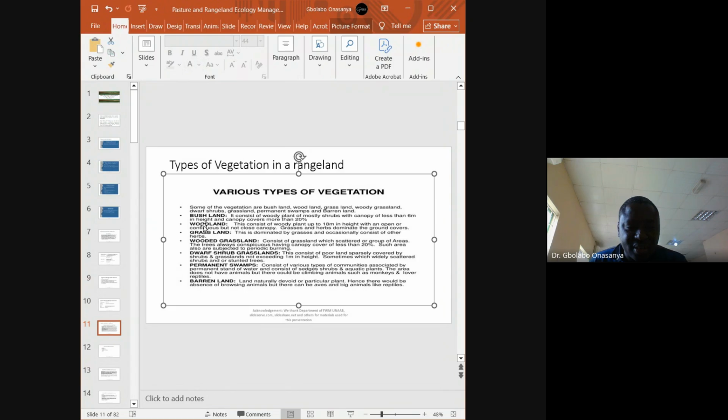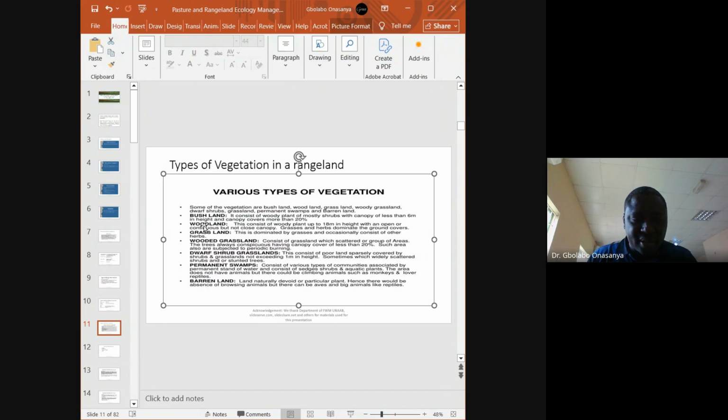Am I speaking sense? So we have bushland, we have woodland. Woodland has more woody plants than bushland. Bushland has 20% woody plants and the rest grasses or pastures.